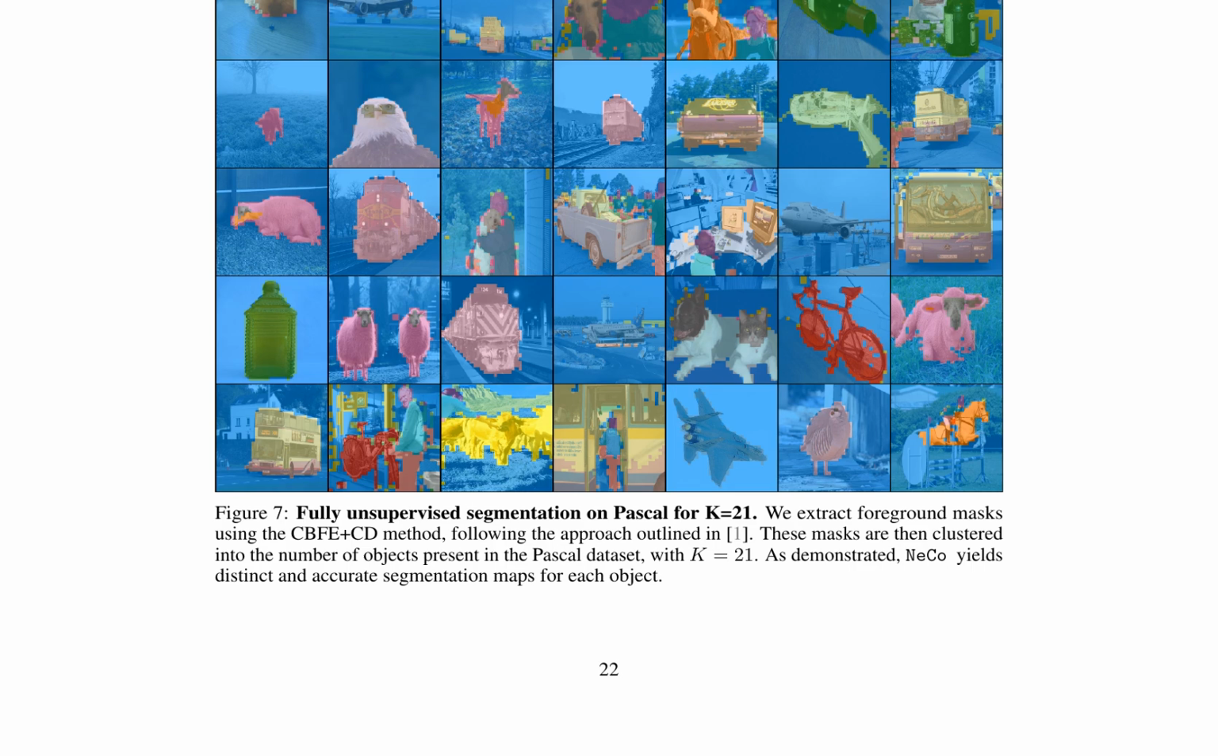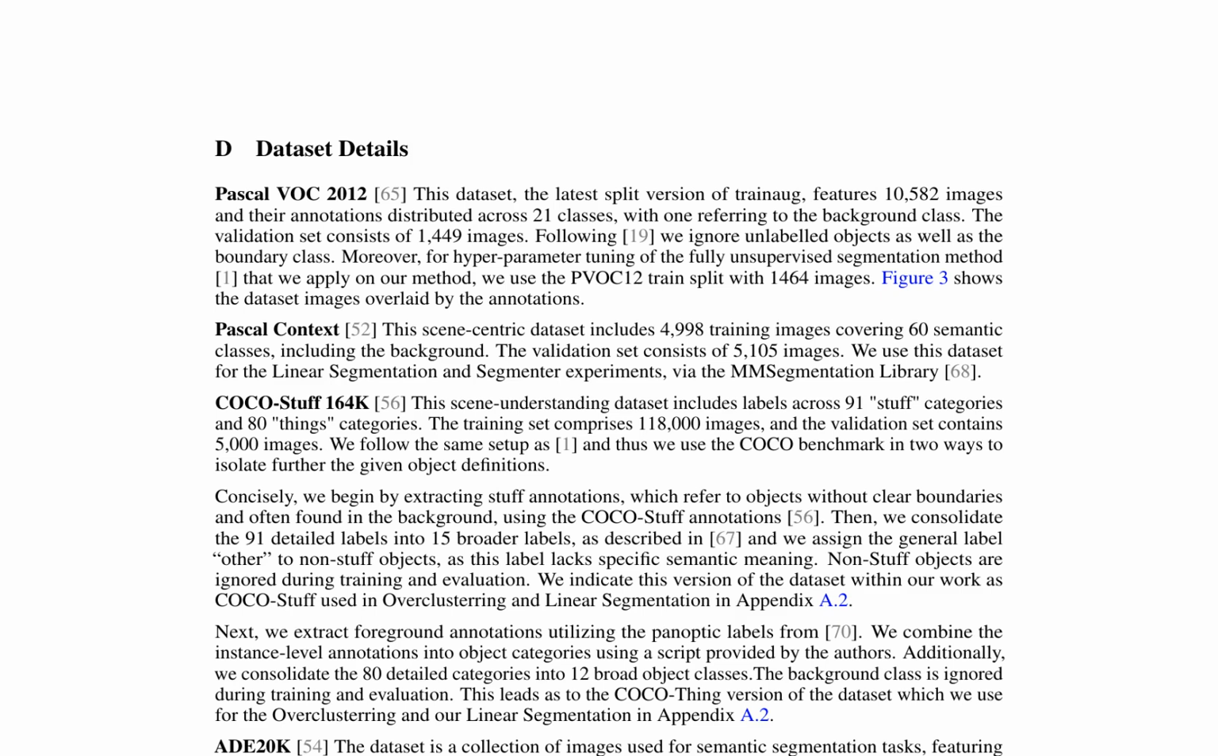The authors present a comprehensive overview of the datasets utilized in their research, focusing on 5 prominent datasets in the field of computer vision. Firstly, the Pascal VOC 2012 dataset is introduced, comprising 10,582 images with 21 classes, including a background class. The validation set consists of 1,449 images, and the authors ignore unlabeled objects and the boundary class. They also employ the PVOC-12 train split with 1,464 images for hyperparameter tuning of the fully unsupervised segmentation method.